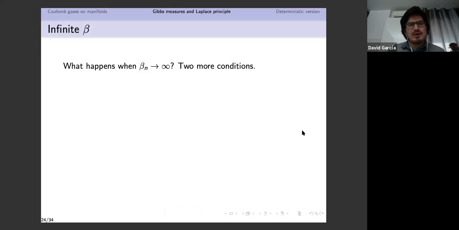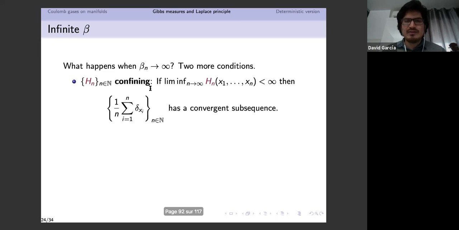Now I want to say something about what happens in the other case. This was the first case I described, the case beta infinite. Well, there we have in general to add two more conditions. First, we ask Hn to be confining. This means that if the lower limit of Hn is finite, then the sequence of empirical measures have a convergent subsequence. So intuitively, this says that if we can control the energy of the n points as n goes to infinity, then these points are confined, are in a compact set. Well, more precisely, the empirical measures are in a compact set.